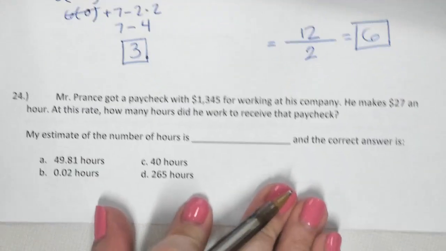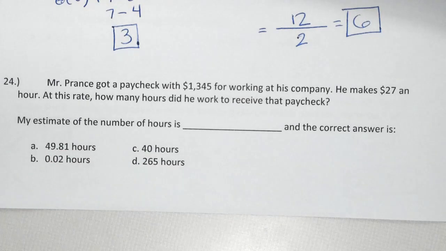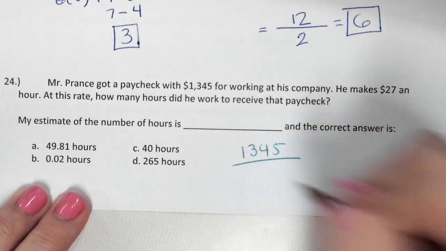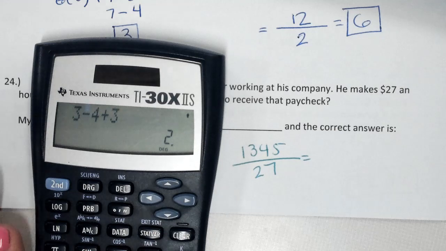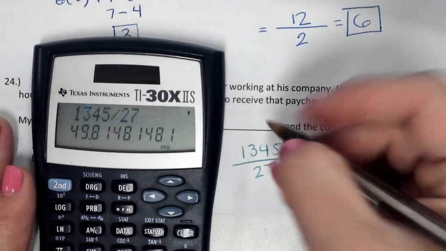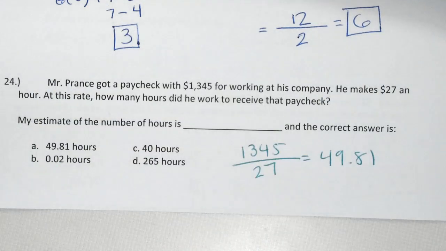Last one. Mr. Prance got a paycheck with $1,345 for working at his company. He makes $27 an hour. At this rate, how many hours did he work to receive that paycheck? So I know my total divided by my hourly will give me my hours. So 1,345 divided by 27. That gives me 49.81. So A.